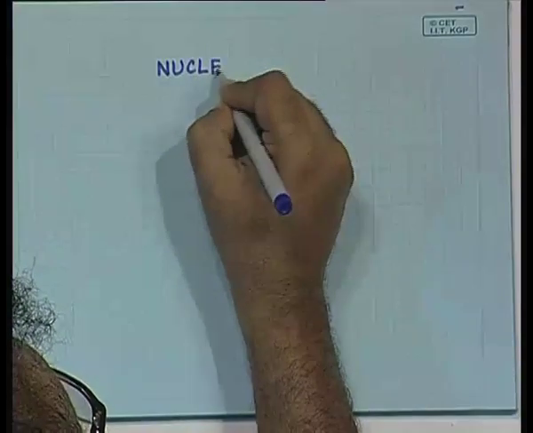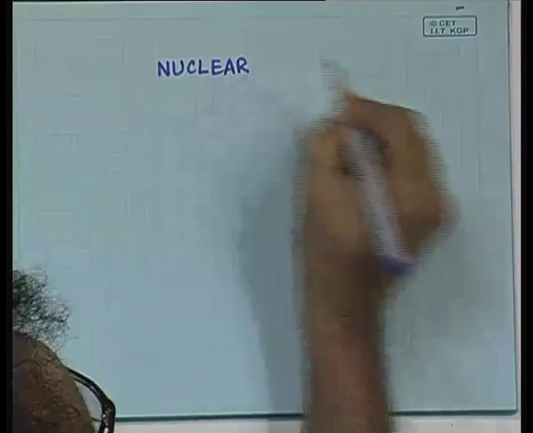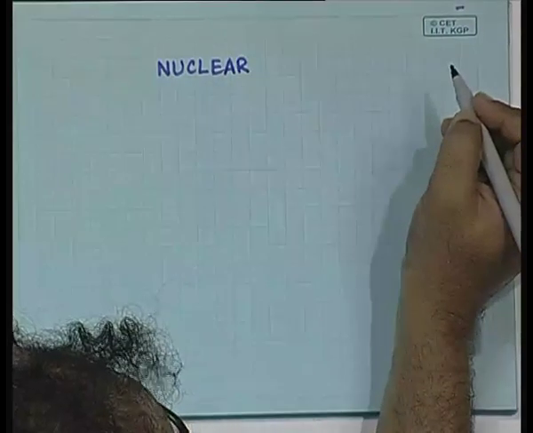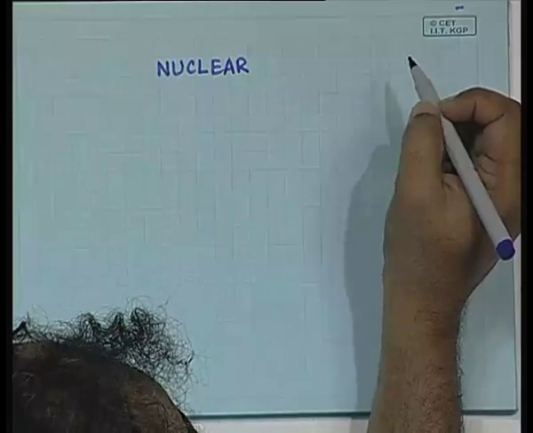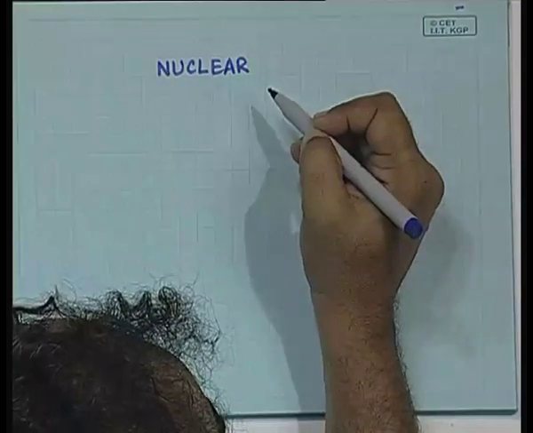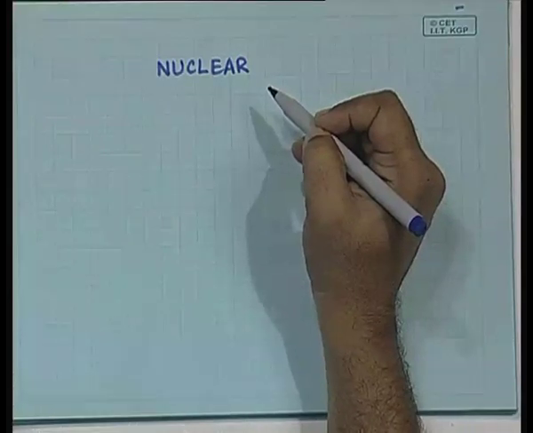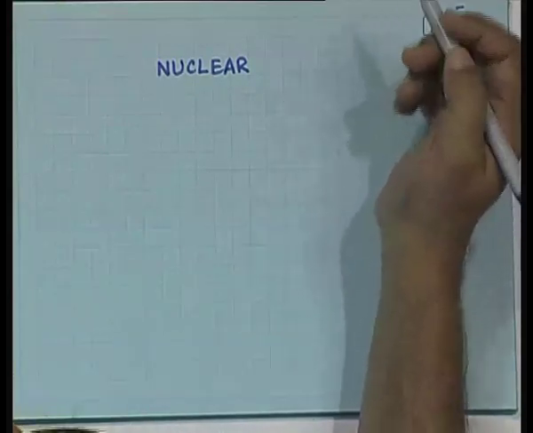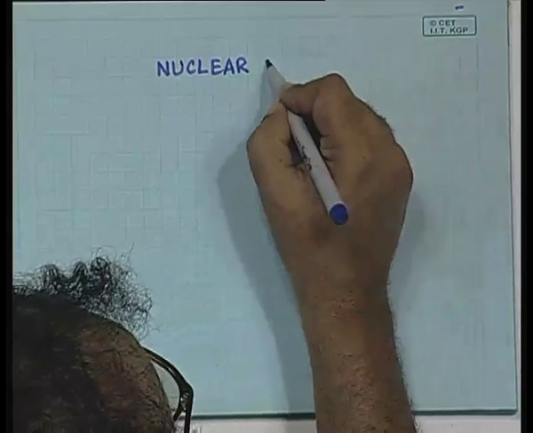In the last class we were talking about nuclear power generation. Well, if you toggle these two letters, it becomes unclear power generation, and so that should not happen, right? It should be clear to you what we are talking about.